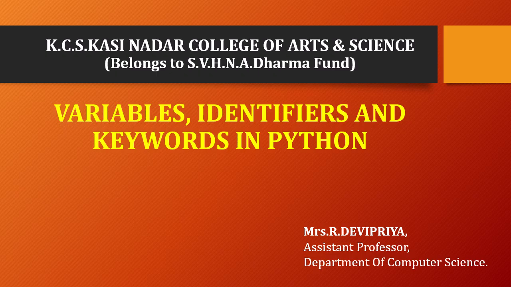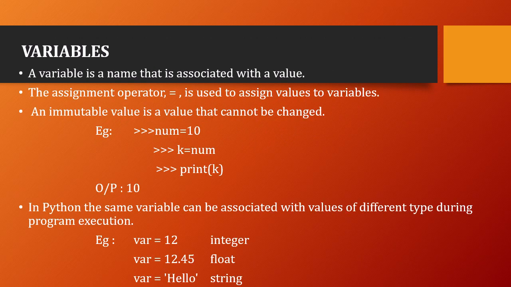Now we are going to discuss variables, identifiers and keywords in Python. A variable is a name that is associated with a value. For example, if we have a container and fill it with some candies, and name that container a candy box, that name which we are giving to the container is the variable, and the candy which we filled in the container is the value of that variable. A variable is a name that is associated with a value.